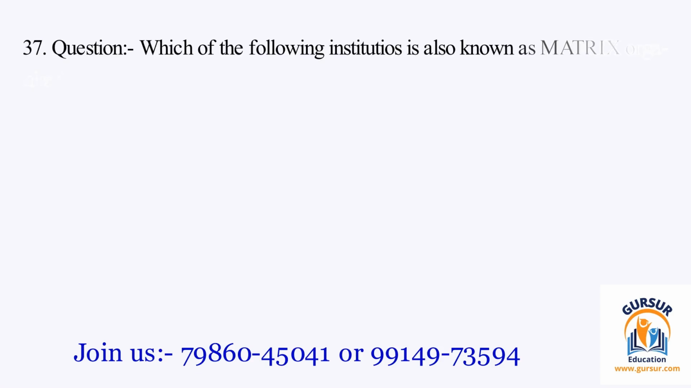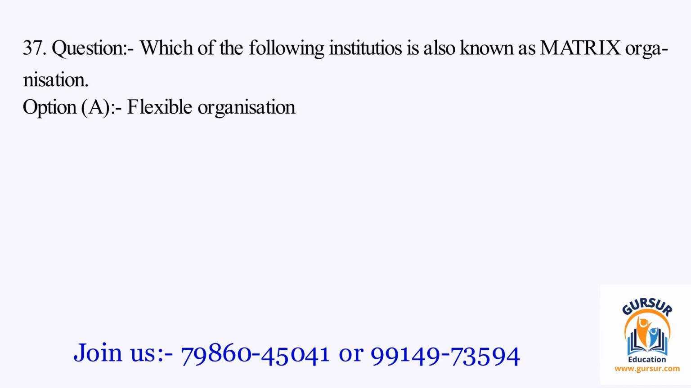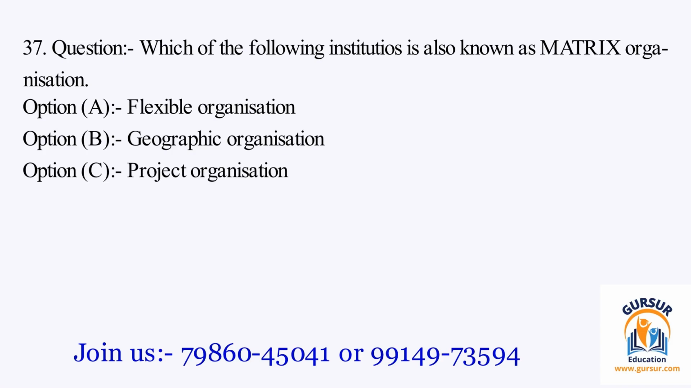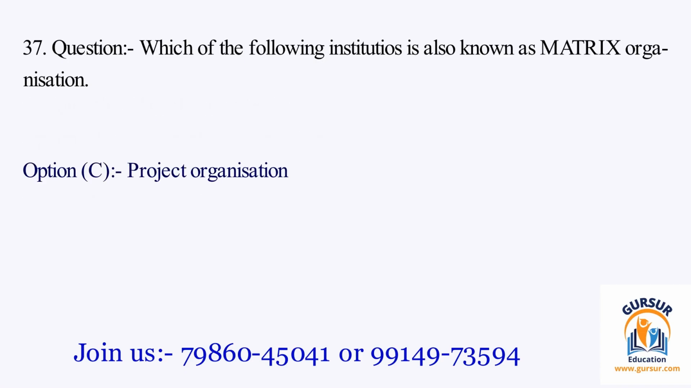Question number 37. Which of the following institutions is also known as matrix organization? Option A is flexible organization. Option B is geographic organization. Option C is project organization. Option D is none of the above. The right answer of the question is option C, and that is project organization.